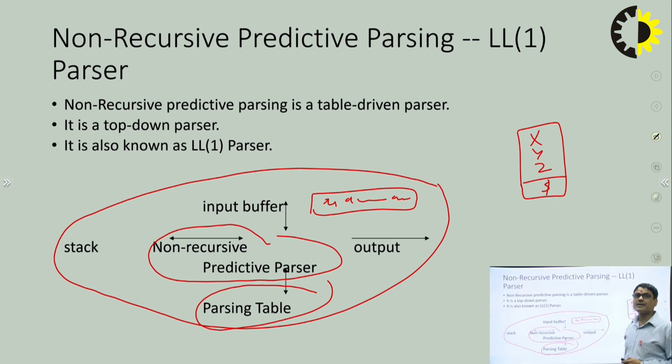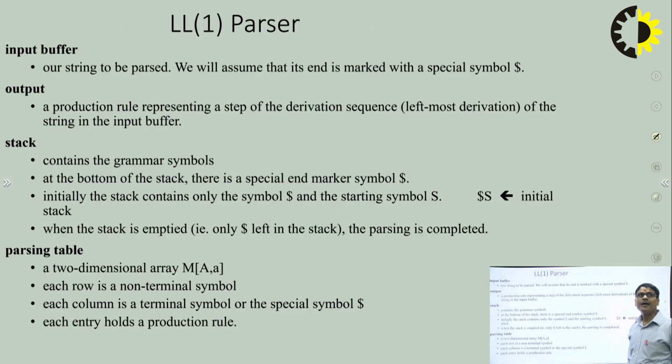The LL1 parser is one where the predictive parser is correctly and efficiently applied to the particular grammar. Only then is it called an LL1 grammar, and the particular parsing technique is called the LL1 parser. Now what are the constituents? The input buffer: whatever string you want to parse will be taken as the input buffer.